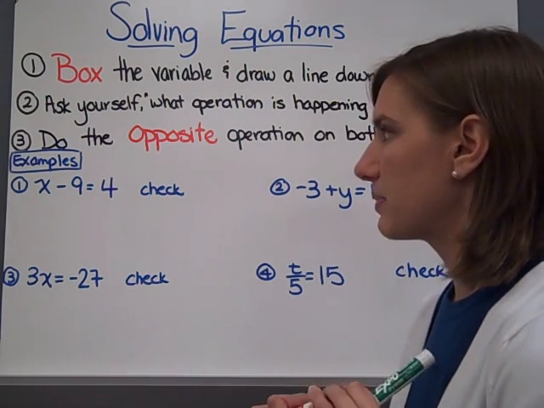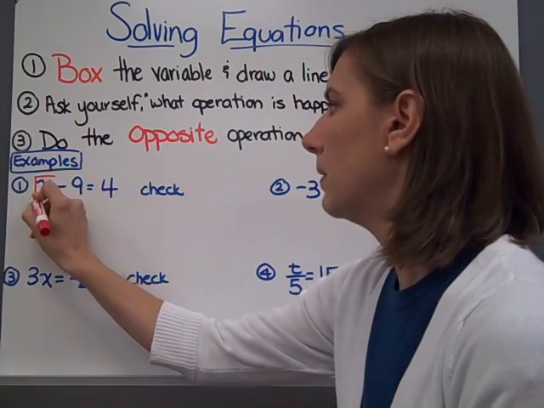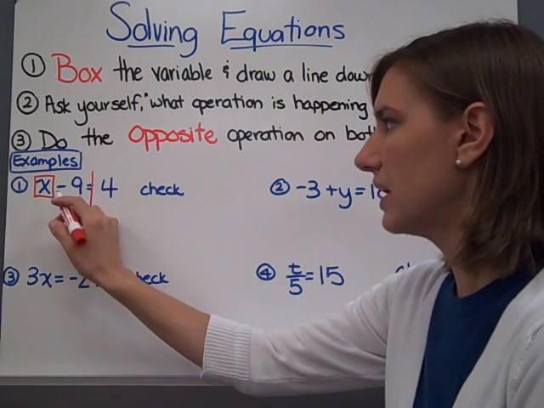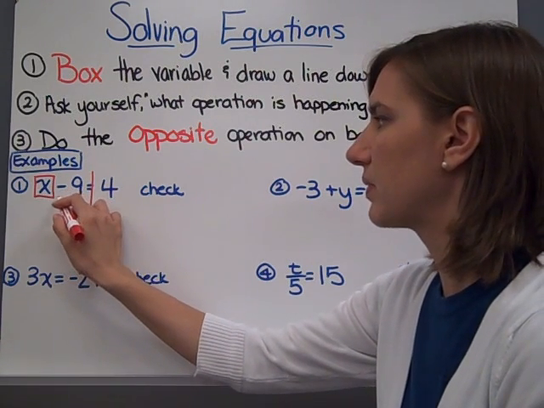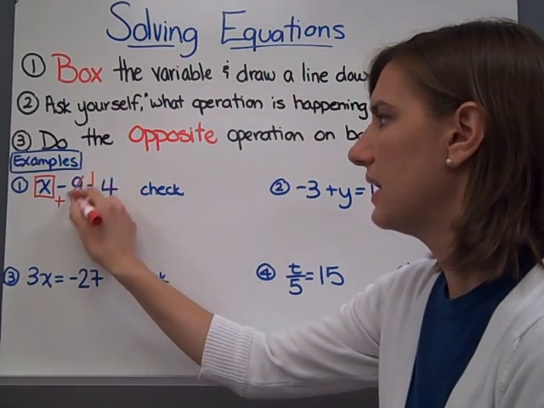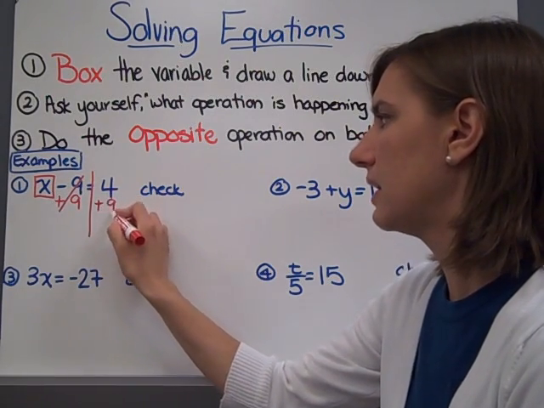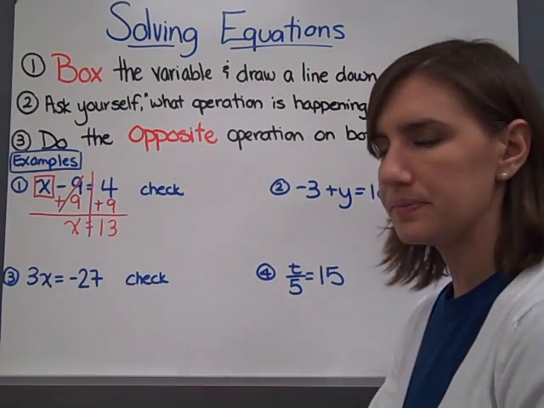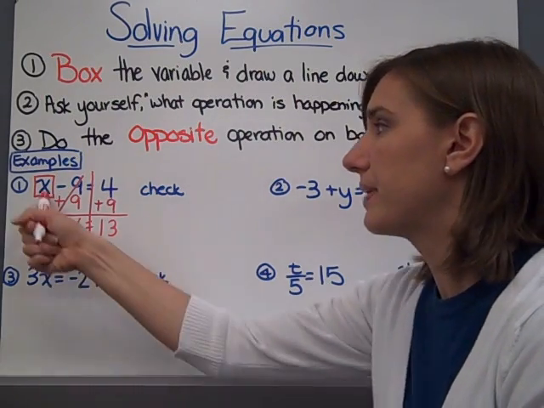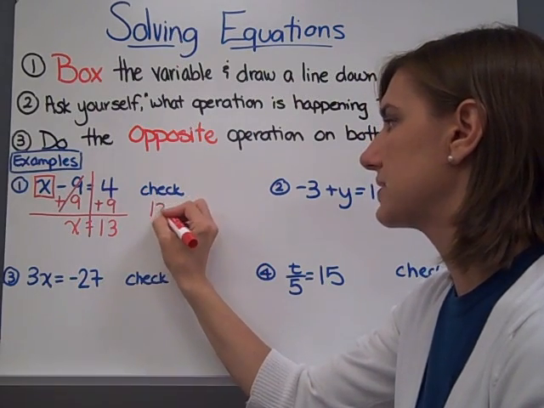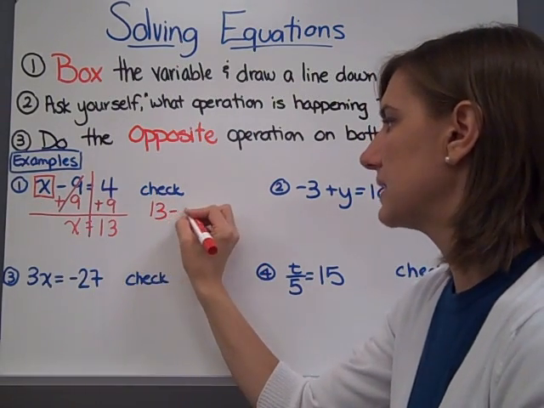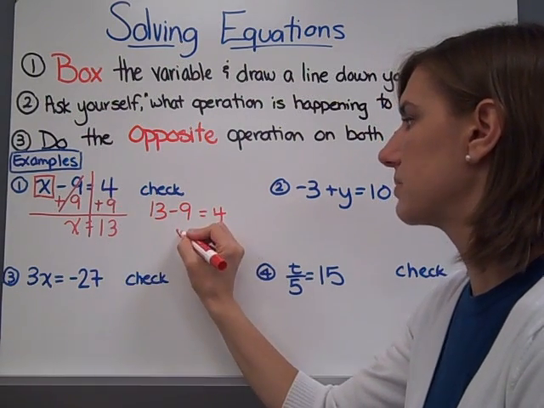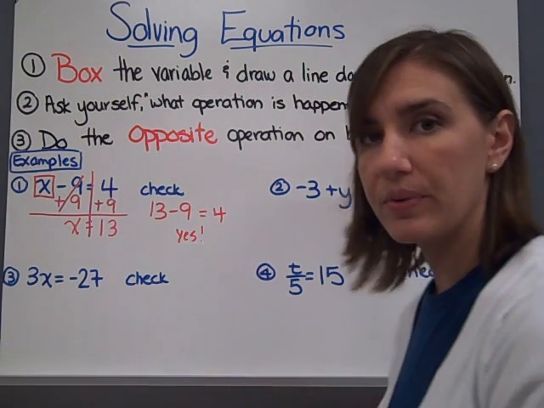So let's take a look at examples here, 1 through 4. Start off by boxing your variable and drawing your line. Because this is x minus 9 with my variable, I'm going to do the opposite: I'm going to add 9 and cancel and add 9 on the other side. So then I do the math and I get 13. What I mean by checking your answer is you're going back to your original equation. So I'm going to do 13 instead of x minus 9. Well, 13 minus 9 is 4, which is what they told us, so I'm just going to write yes. So let me know that you went through that process.